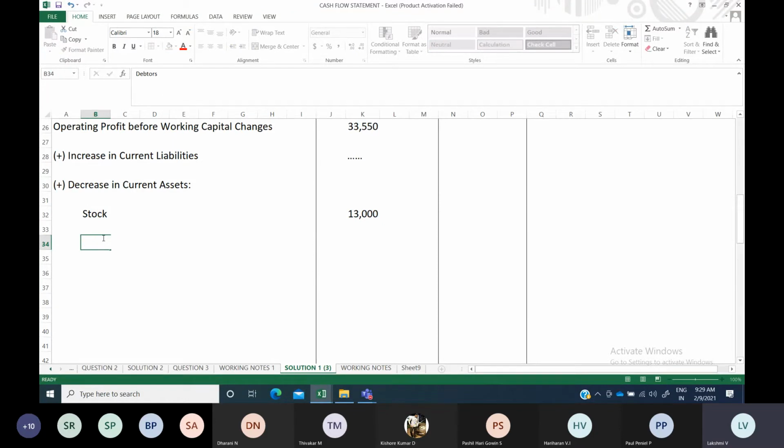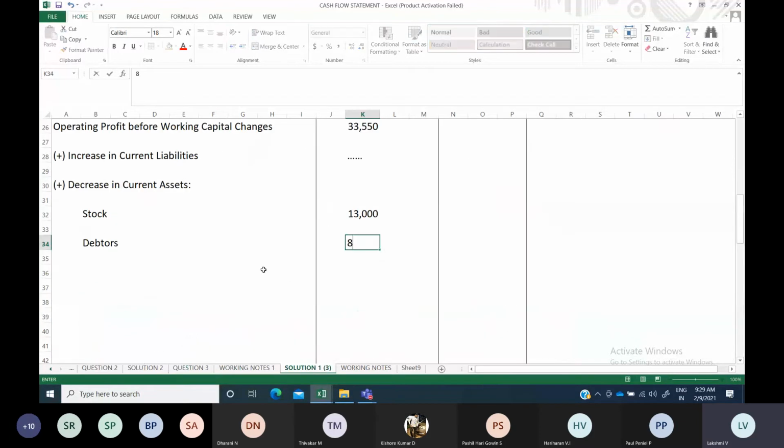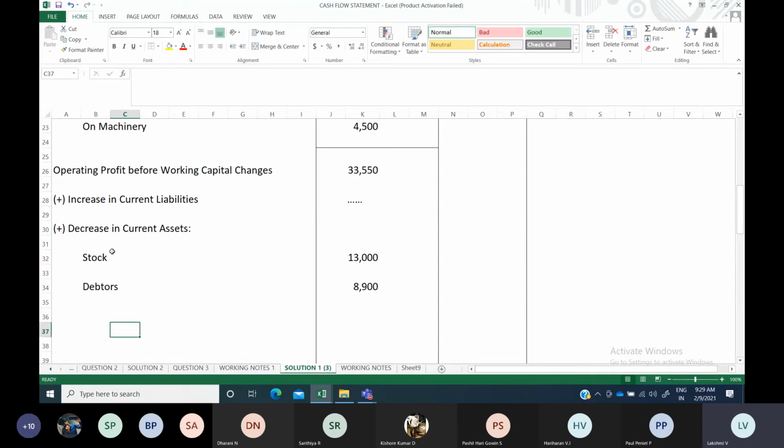So just find out from the balance sheet, compare, and find out how much amount you are getting. So 40,000, 31,100. So the difference of that is how much? You just find out that one. Okay. I think so 8,900 something. You just find out whether it is right. 40,000 minus 31,100, so it is 8,900. So I have to show this as the debtors amount, 8,900. Okay. Now that's all with the adding items.